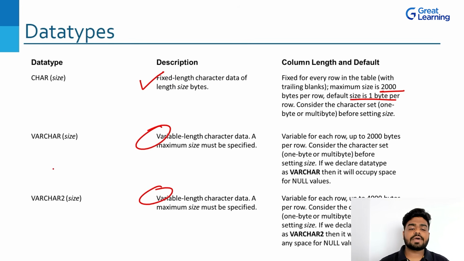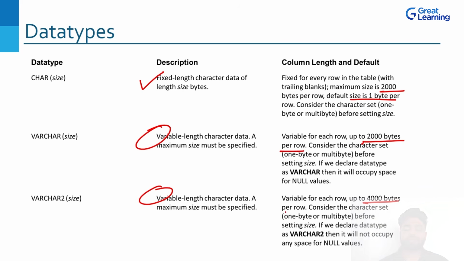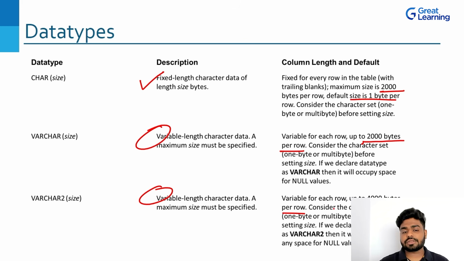Now, what is the difference between varchar and varchar2? If you look here, the difference is the amount of bytes. Varchar can store up to 2000 bytes per row, but varchar2 can store up to 4000 bytes per row. Some more differences are written here, but I'm not going to take that because it is not that important. If you know the difference in memory size, that's enough. So people generally use varchar2 because it has the most bytes per row.